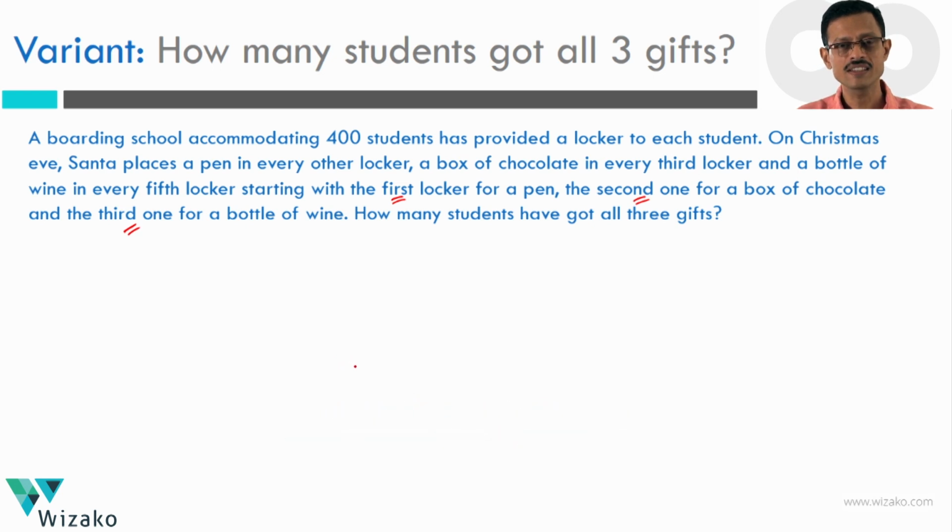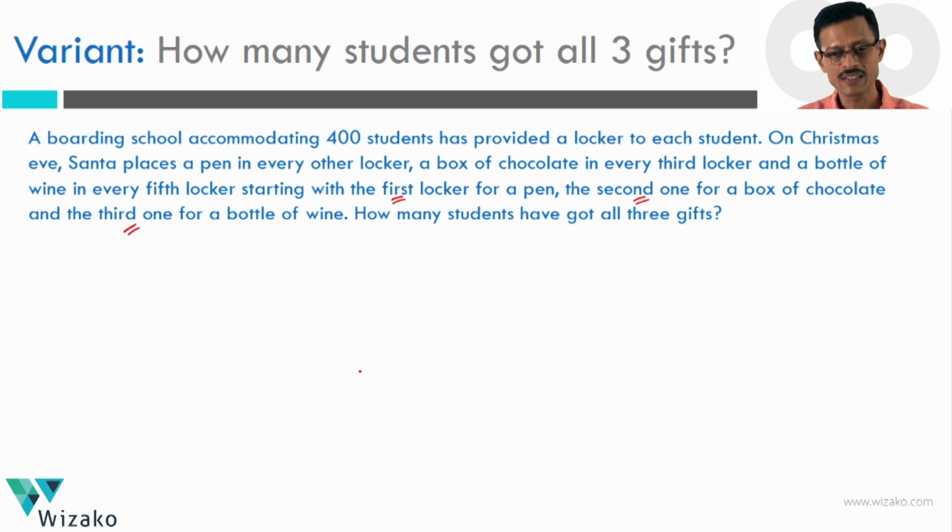In the original question, he started with the second one for the pen, third for the chocolate, and fifth one for a bottle of wine. So we essentially moved as multiples of 2, multiples of 3, multiples of 5. It became a little easier for us to solve. This is a little trickier. We need to check out how it moves.